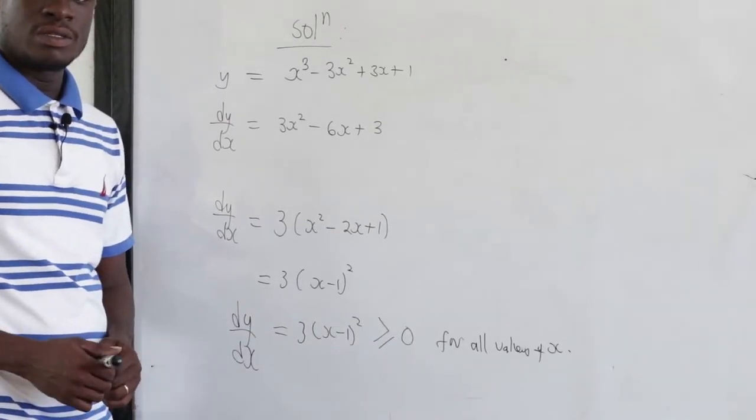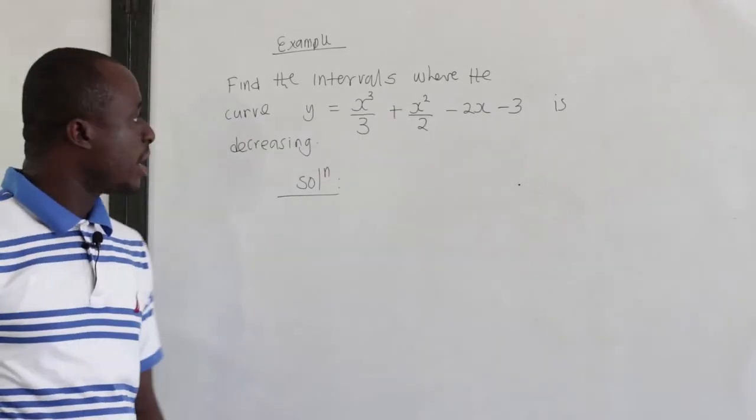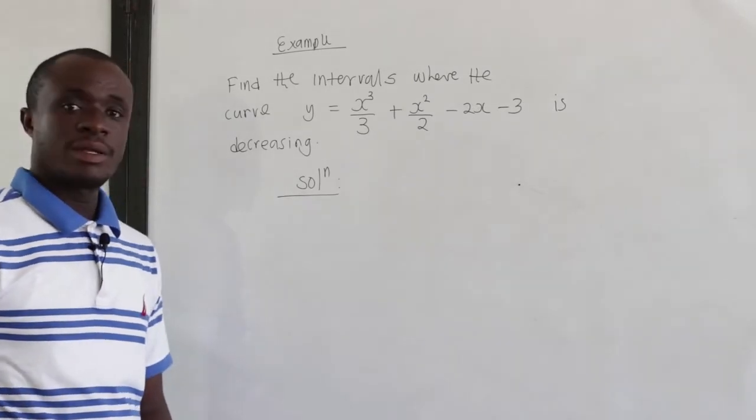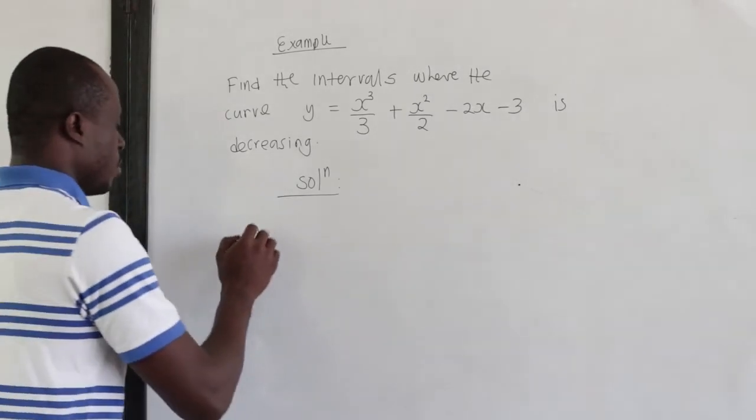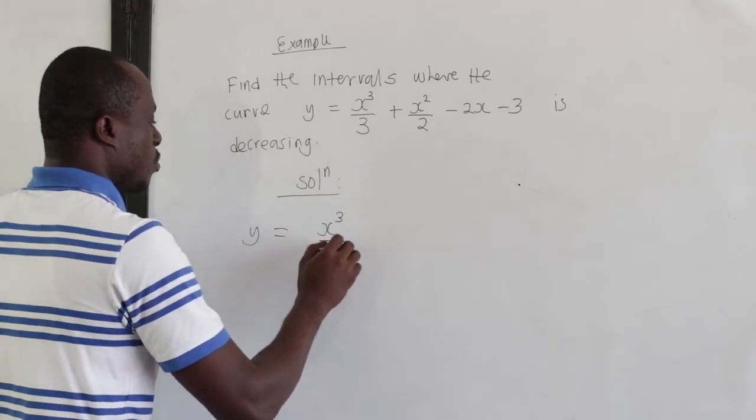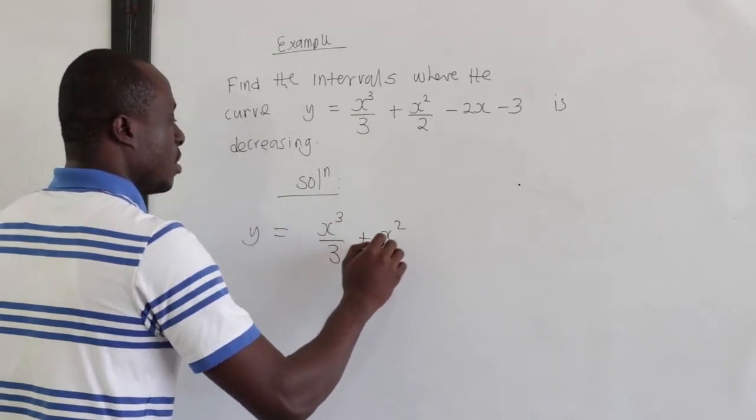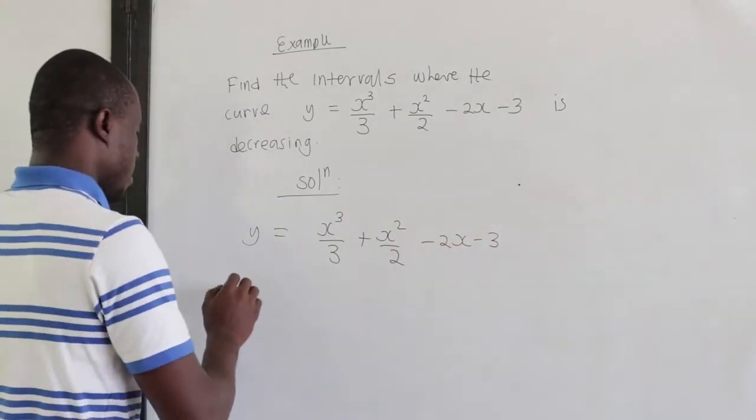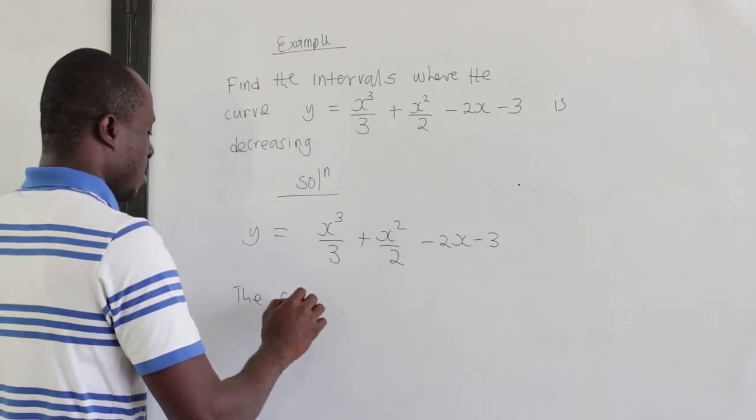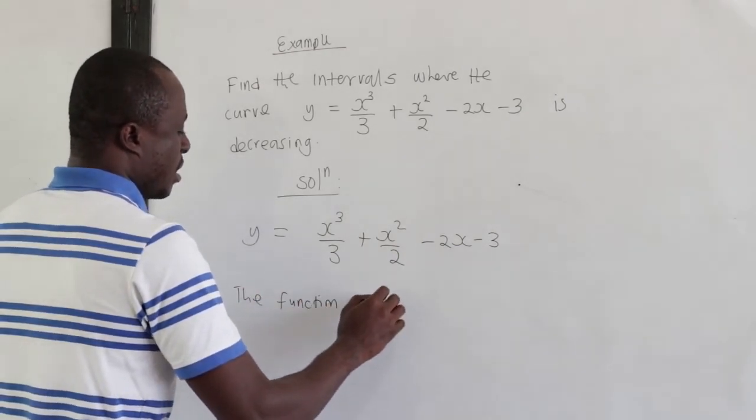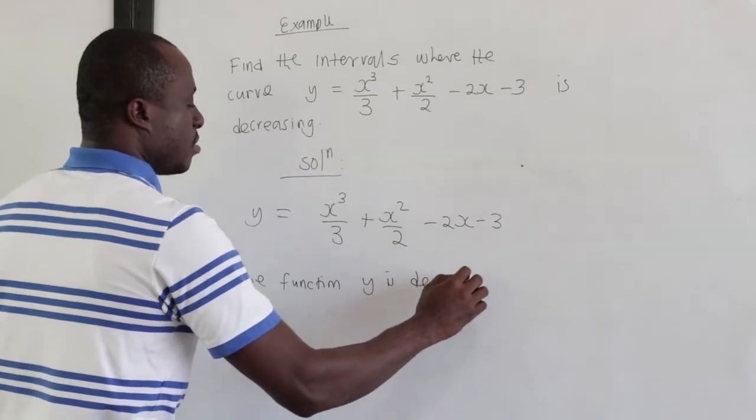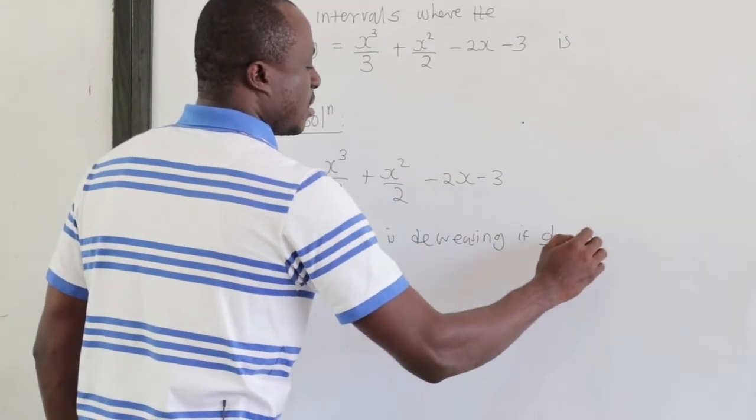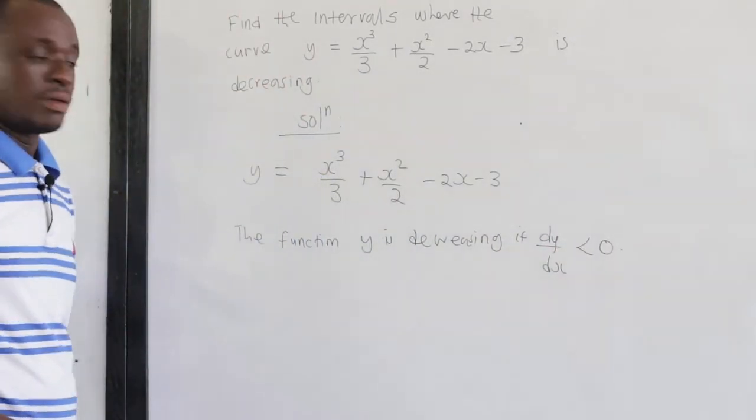Find the intervals where the curve y equal to x cubed over 3 plus x squared over 2 minus 2x minus 3 is decreasing. What do we know? The function is y equal to x cubed over 3 plus x squared over 2 minus 2x minus 3. Now, the function y is decreasing if dy/dx is less than 0.